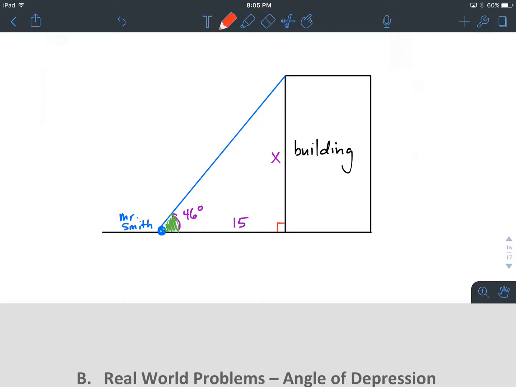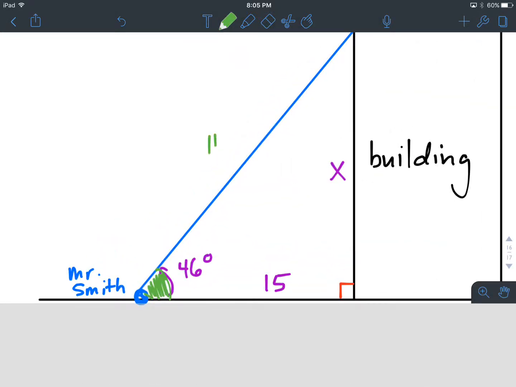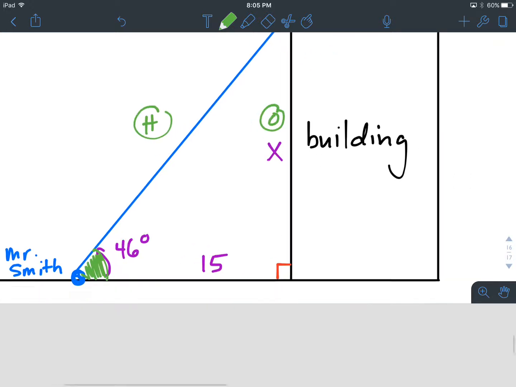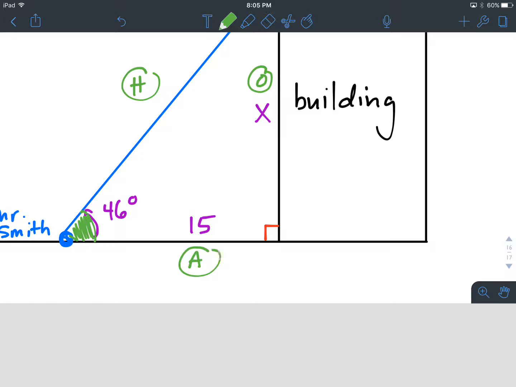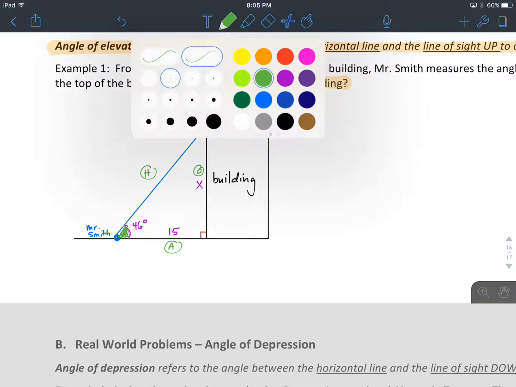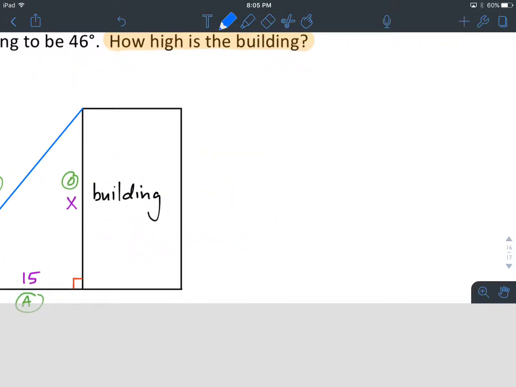So moving on, we've got our reference angle at 46 degrees. From our reference angle, this side here is the hypotenuse, this side here is the opposite, and this side down here is the adjacent. So for our purposes, let's do a Sohcahtoa, and we'll see which trig ratio we're going to use. So there's our Sohcahtoa.